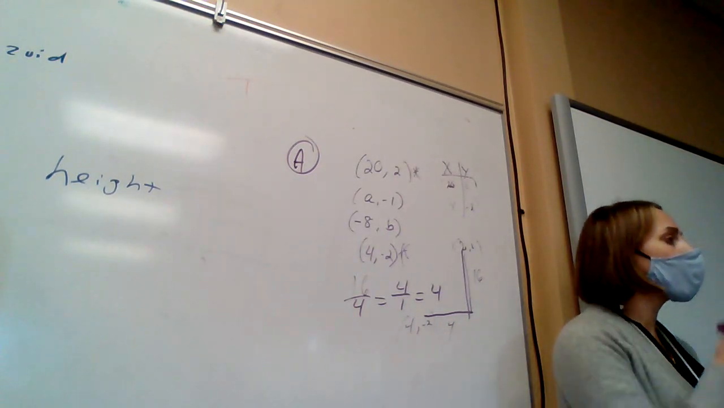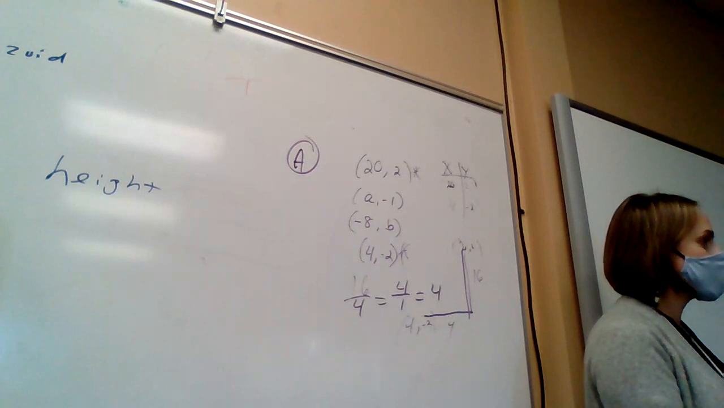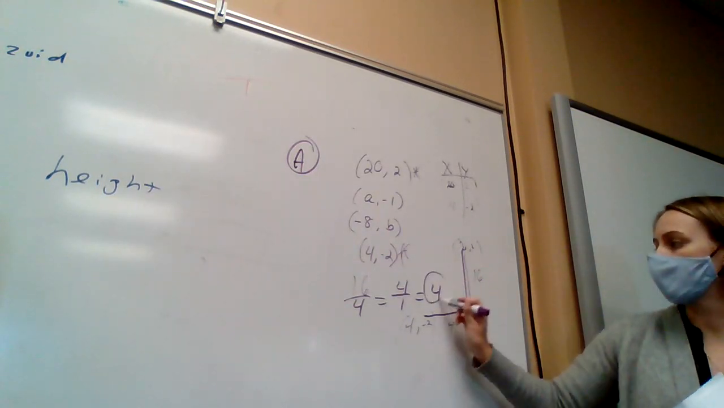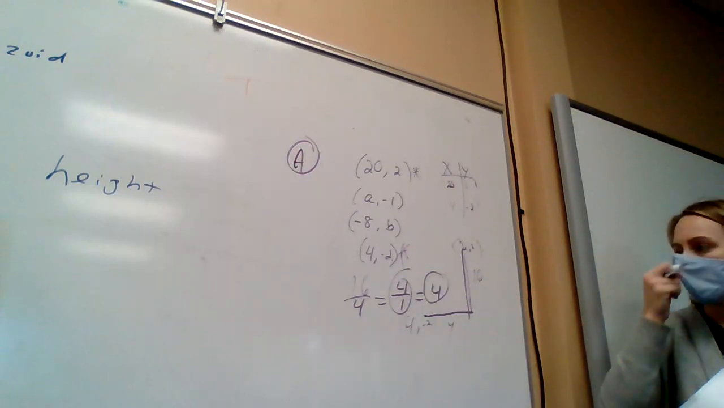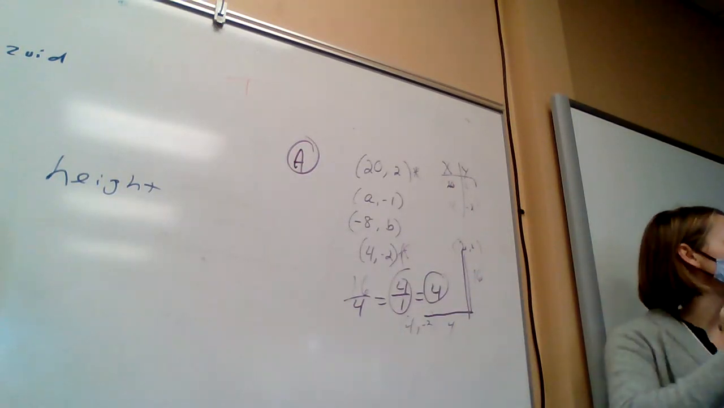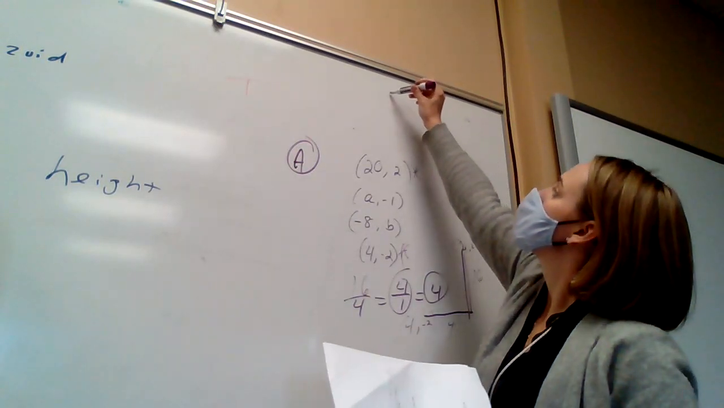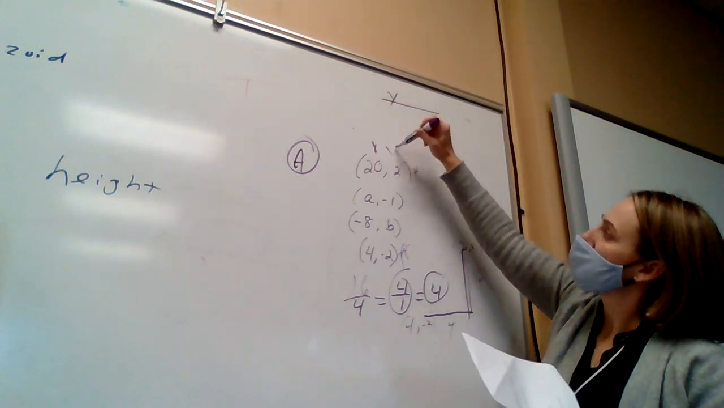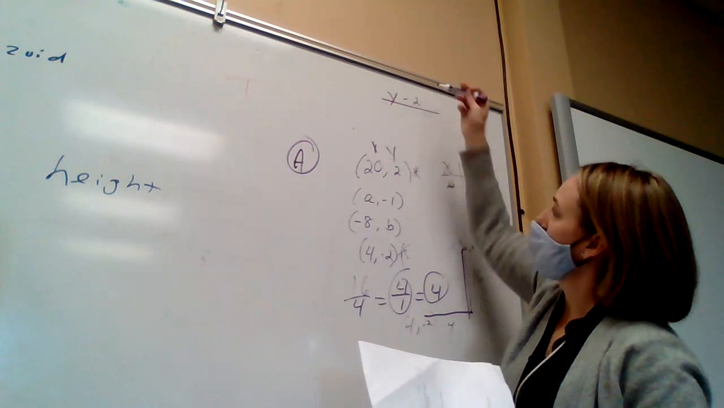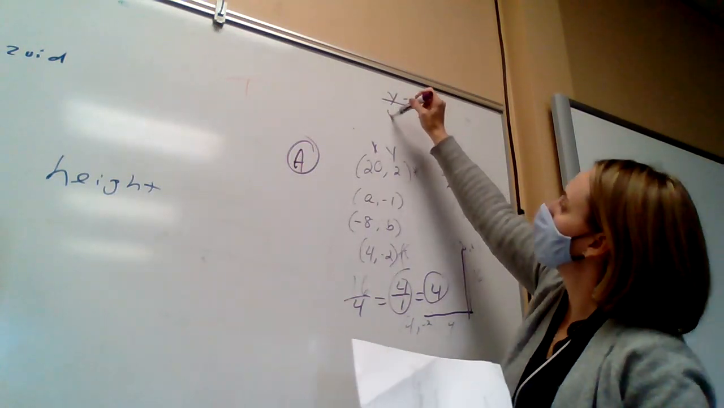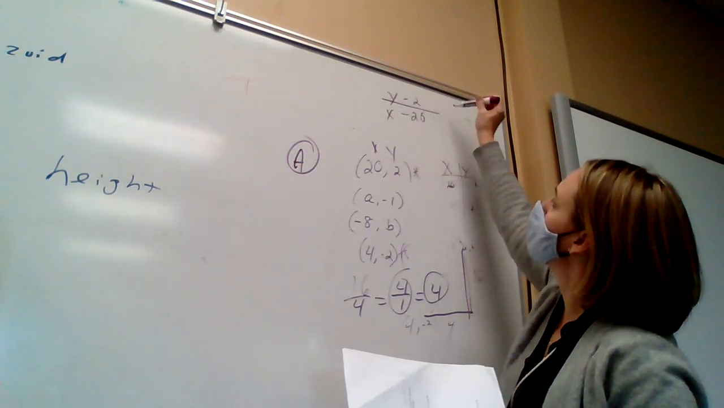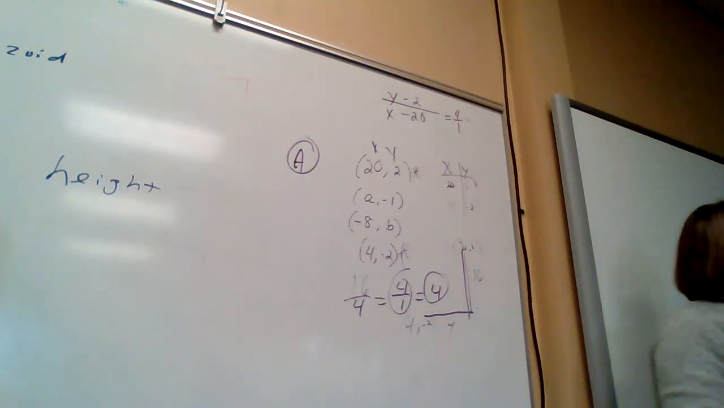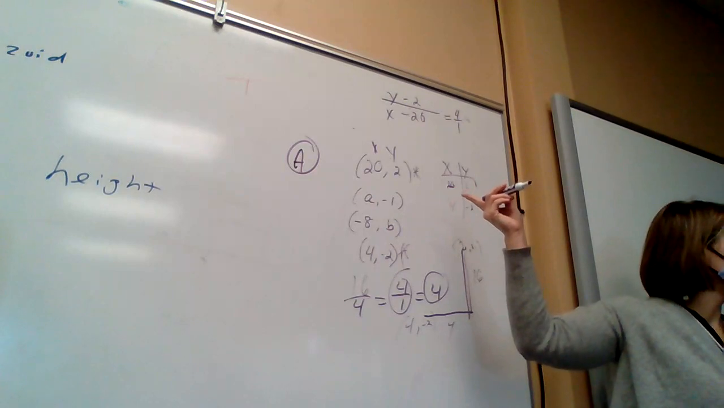Now it says to write an equation for the line. We know what the slope is. So there's a couple ways we could do this. We could do y's on top, so y minus 2, and then x minus 20 equals 4 over 1. There's an equation for the line.